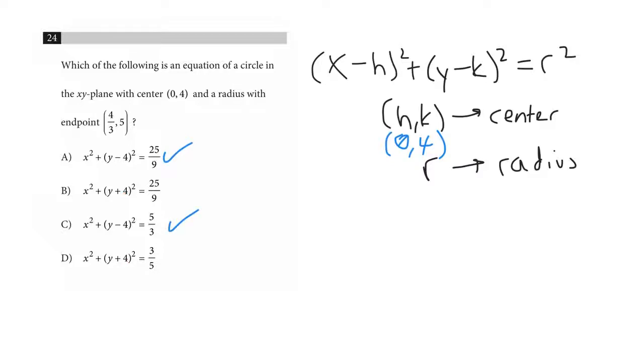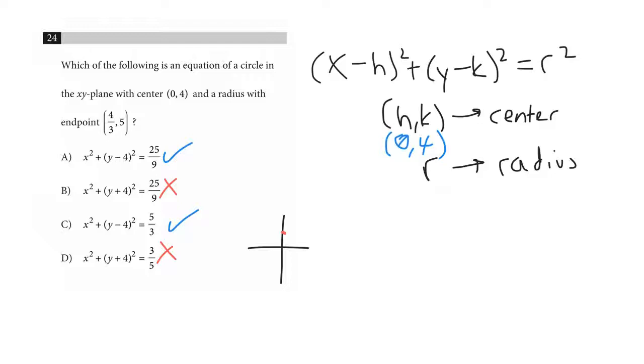The y plus 4s we want to be gone. The question is, this says 5/3 over here, this says 25 over 9 over here. What is the radius? If we had the radius, all we'd have to do is square it, and then we would have the number that we need over here. If you were to graph it, the center would be at (0, 4), and one of the endpoints is at (4/3, 5), which is really 1 1/3, comma 5.